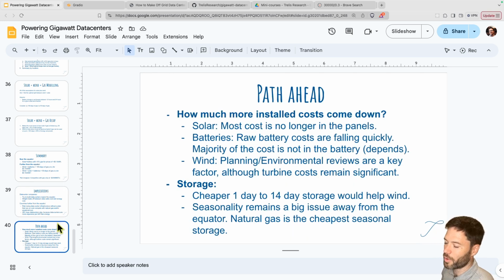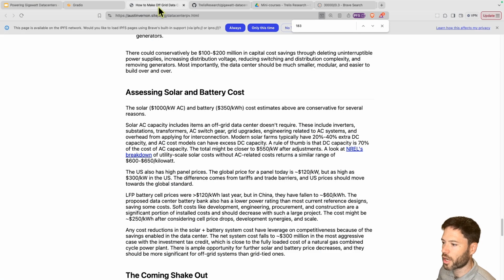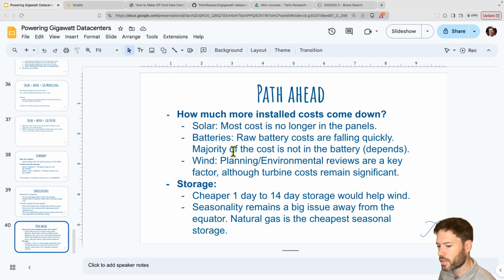With respect to path ahead, it was interesting to me looking through some of the work by Austin Vernon, which you can check out here, that now a lot of the cost of solar is not just the panel. If you take even the low figure I gave of 550, maybe only out of that 120 is going to be the panel itself, although there could be some taxes on that in the US. So much of the cost now, it's getting down to soft costs rather than the hard panel costs.